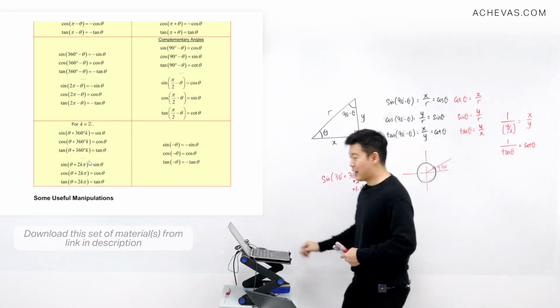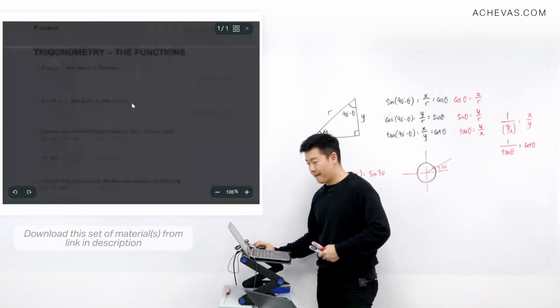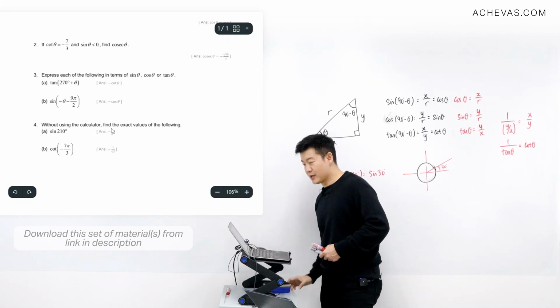Let us take a look at some applications, some simple application. Let's take a look at this, question number 3.